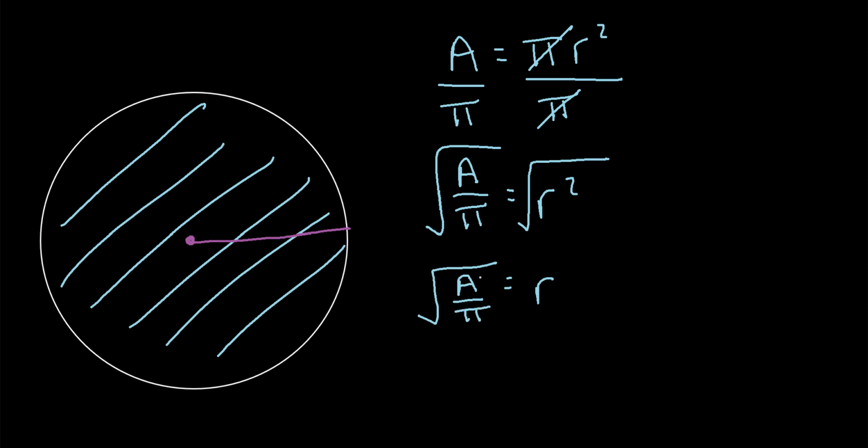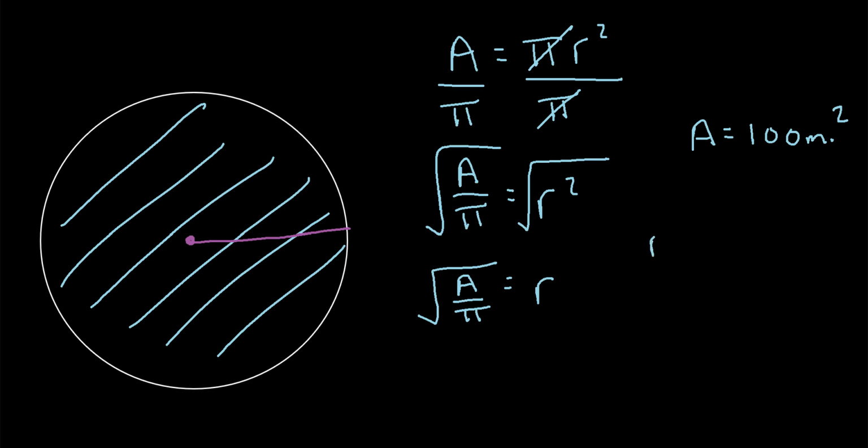So if we're given the area, all we have to do is plug it into this little equation right here, and we'll know the radius. So as an example, let's say that the circle has an area of 100 meters squared. Knowing this, how can we find the radius? Well, all we have to do is plug it in right here.